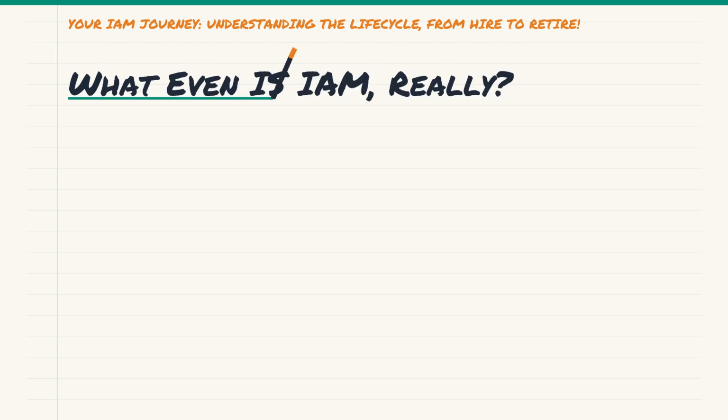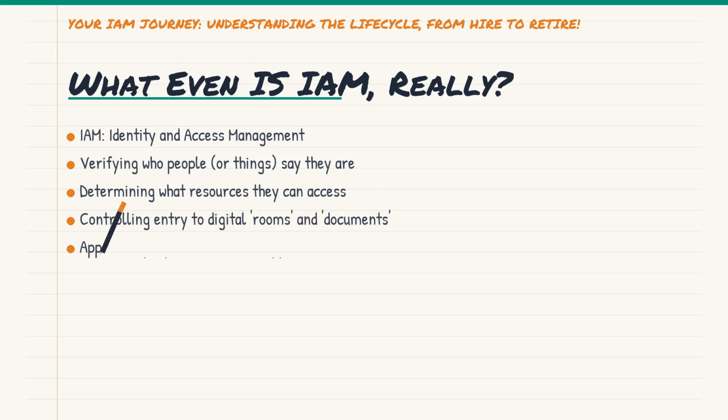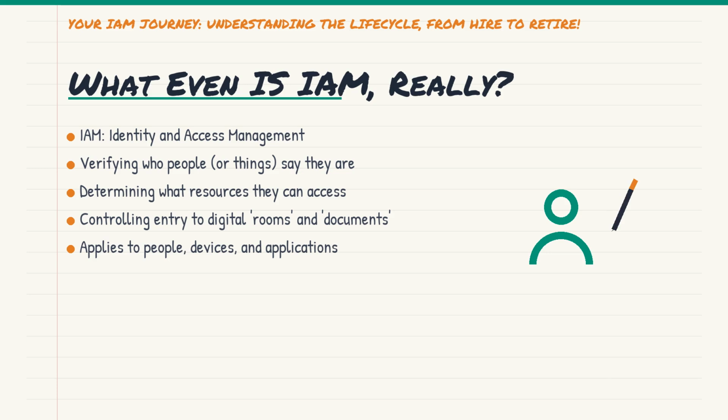Before we jump into the life cycle, let's quickly nail down what IAM is at its core. Imagine you have a bustling office building with different floors for different teams and sensitive documents stored in various rooms. IAM is simply the system that makes sure only the right people get into the right rooms at the right time to see the right documents. It's about verifying someone's identity and then deciding what they're allowed to do. This isn't just for people, it's for devices, applications, and even little automated scripts too.